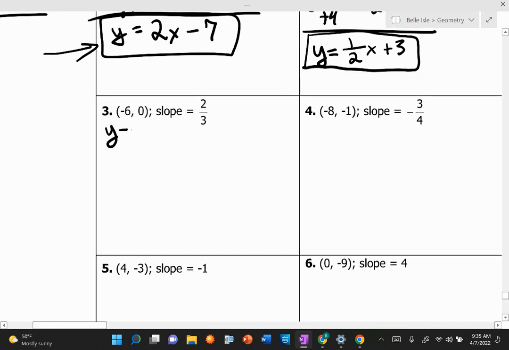So we have y minus y1 equals m times x minus x1. Okay. So I'm going to answer Ocean's question first, and then this one. Because that's the order that they need to go in. So we substitute in 0 for y1. We substitute in 2/3. And then the x1 needs to be a negative 6.